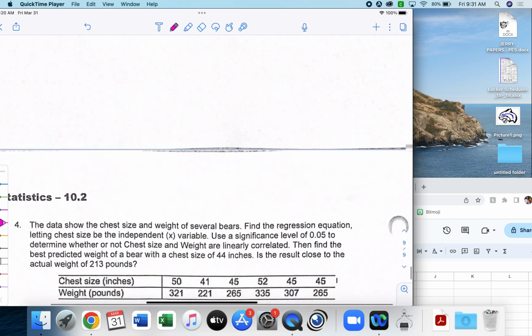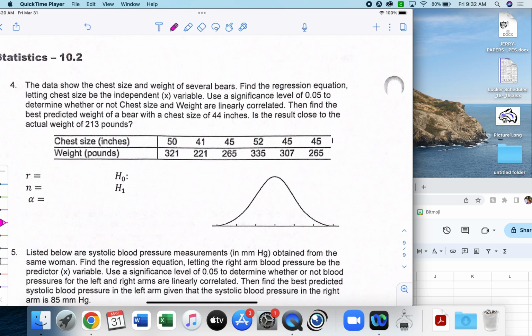Got it? Go to number 4 on the back side. All right, we're talking about chest size and weights of several bears. Do you think chest size and weight are related to each other? The size around and then how heavy the bear is? Yeah, probably. Okay, so chest size and weight. They want to know what R is. We can find N right now. What's N?